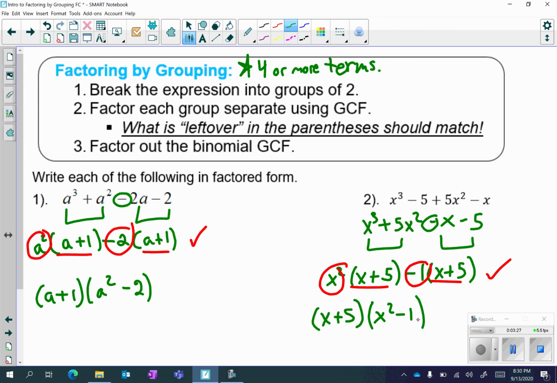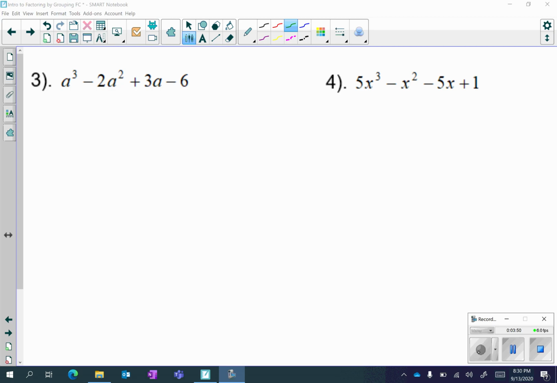I'm going to check to make sure that no more factoring can be done to this. And if you look at it, this is a difference of squares. So I'm going to bring down my x plus 5, and then I'm going to factor this. x plus 1, x minus 1, or x minus 1 times x plus 1, whatever you want. And now I'm fully factored. Why don't you pause the video and try the next 2 on your own. When you're done, come back to the video to see if you're correct.